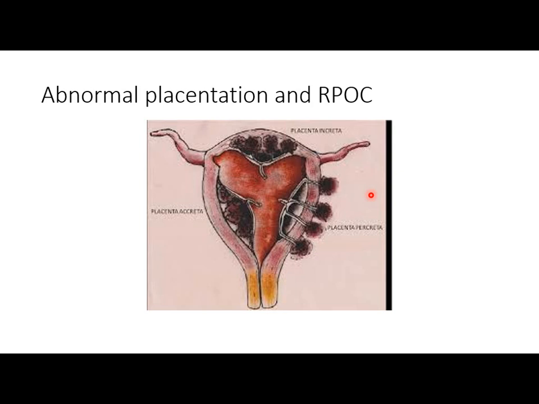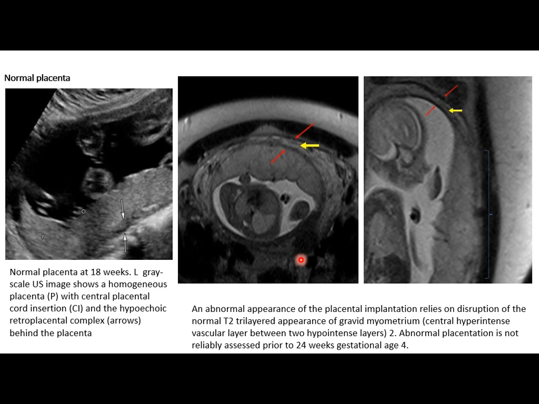Abnormal placentation and retained products of conception. Abnormal placentation is the main cause of retained products of conception and postpartum bleeding. We have 3 types of abnormal placentation: placenta accreta, increta, and percreta. Accreta is just the placenta attached to the myometrium, not invading it, while in placenta increta it invades the myometrium, and in percreta it invades all the layers of the uterus and also the surrounding structures.